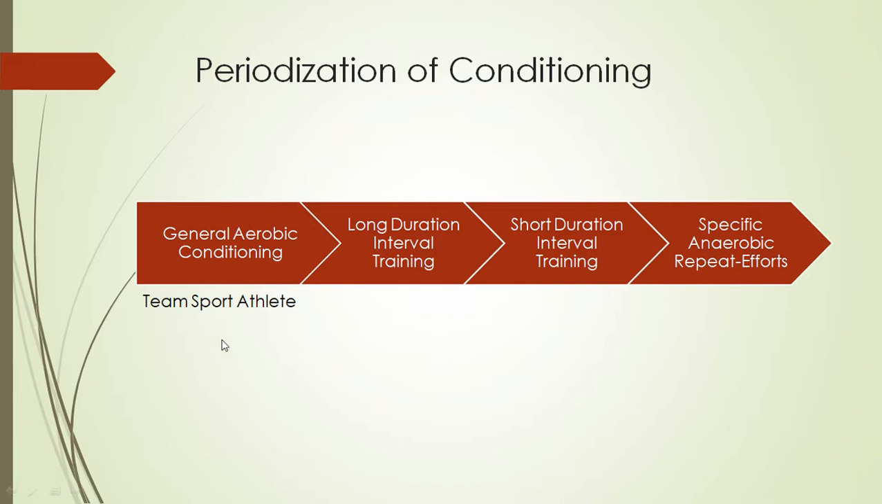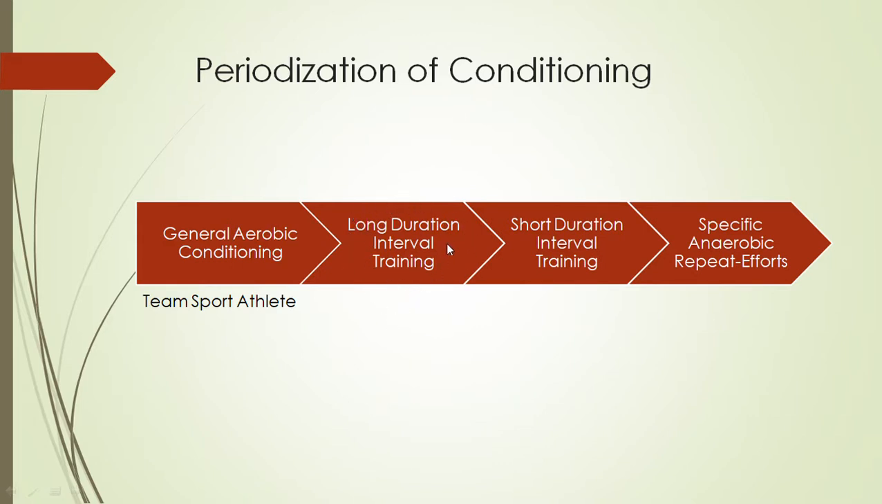So for a team sport athlete, we'd probably start off with some general aerobic conditioning, which is that longer duration, lower intensity. We want the aerobic system to do the work. That's going to allow us to build a big aerobic base. Then we might start doing some interval type training where we up the intensity a bit, but still make it longer duration. That's not specific to the sport.